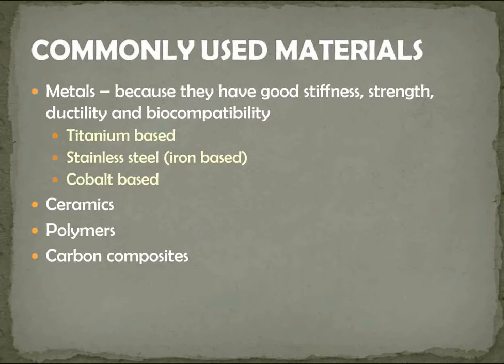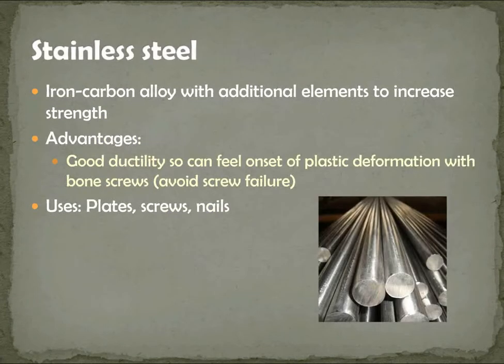So there's a range of commonly used materials which we did cover a lot of last week, so I didn't want to repeat that. But in trauma surgery, the majority that we use is titanium or stainless steel. And as we're aware, stainless steel is an iron-carbon alloy with the advantages of good ductility and strength, and obviously used in plates, screws and nails.